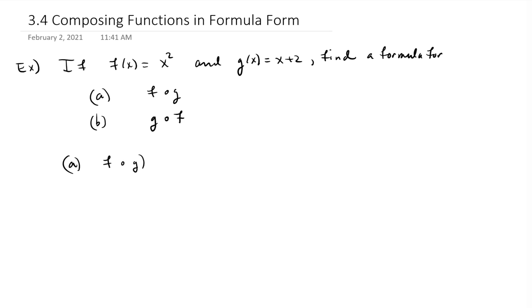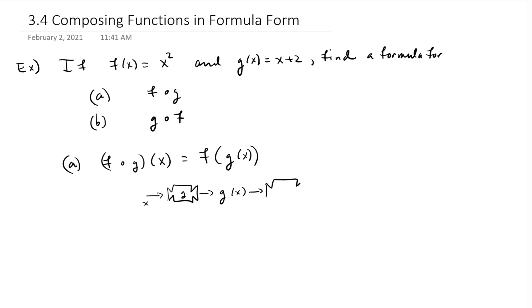So let's start with f dot g of x. This is what we're looking for. By definition, it's f of g of x. This is the case where you take x and feed it into function g. What comes out of it is g of x. See, g acts on x first. And then you feed that into function f. And what comes out of it is f of g of x.